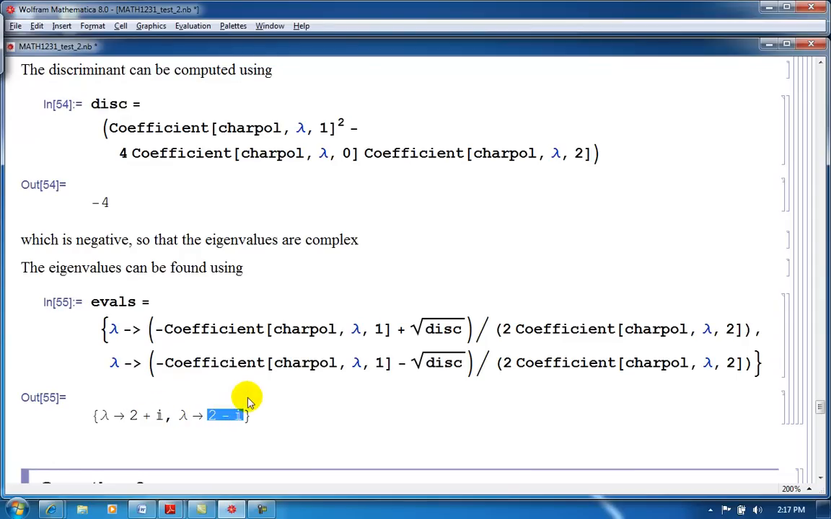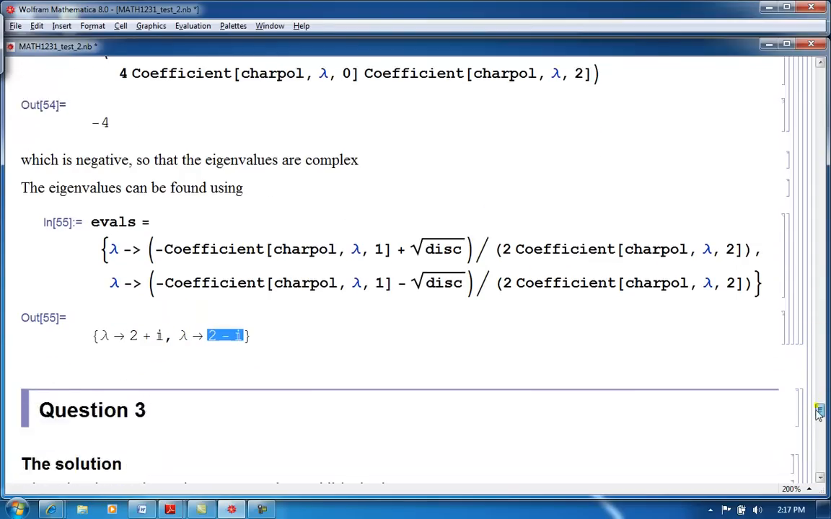We weren't asked to find the eigenvectors, so we won't do that.